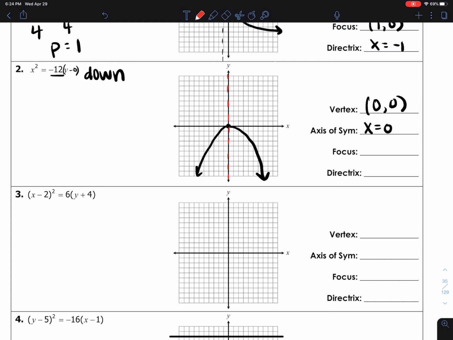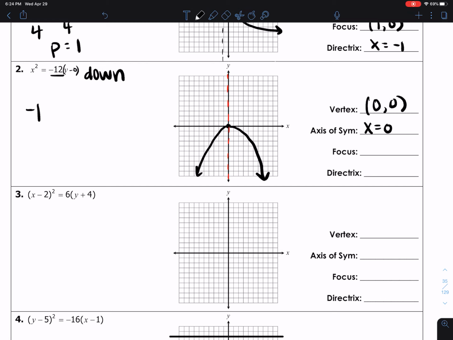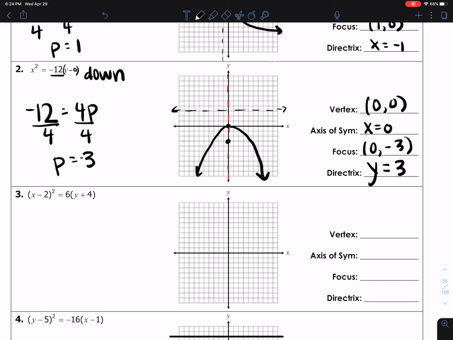And then we have our focus. We need to find p. So this -12 is equal to 4p. So we divide by 4, we get p equals -3. So we're going down 3 from the vertex. So this is our focus, and then we're going up 3 to find the directrix. So the focus is at 0, -3, and the directrix is at y equals 3.